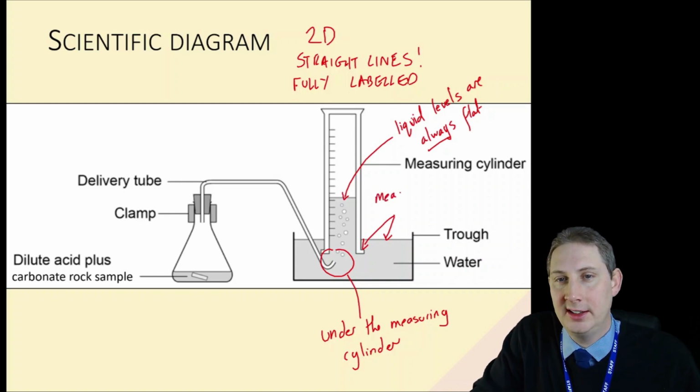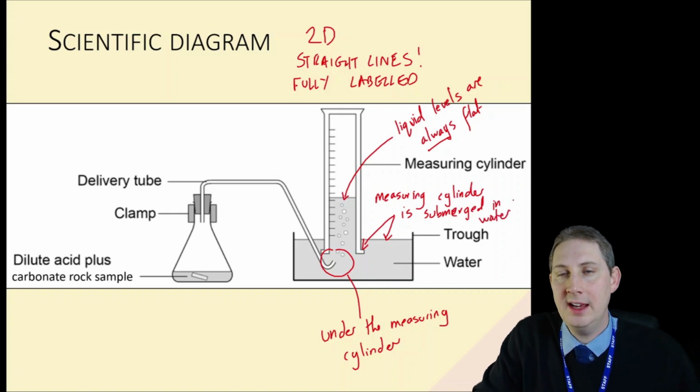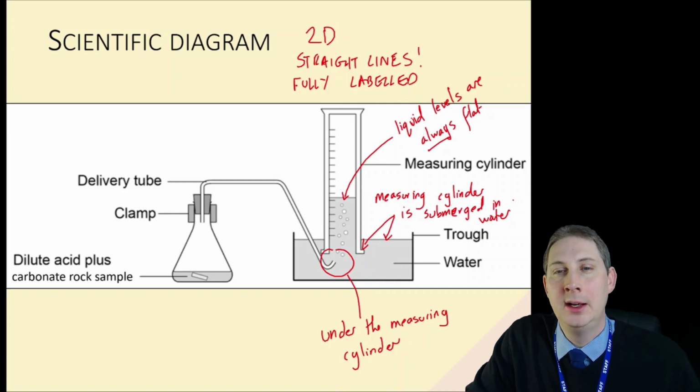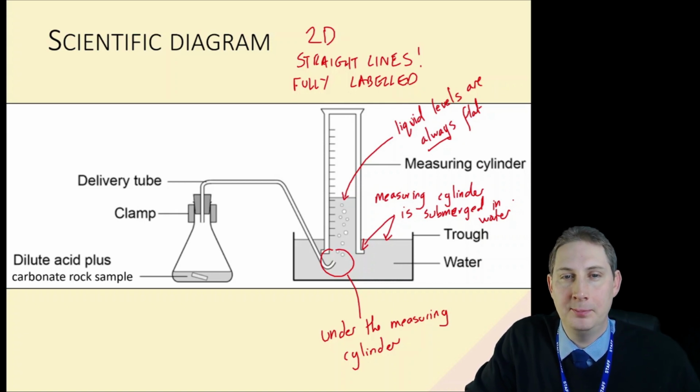So the measuring cylinder is submerged in water. Okay, these are not labels you need to add, but they're things you need to pay attention to when drawing the diagram.